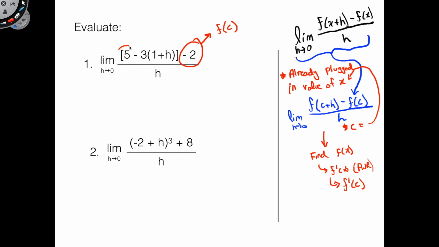Now what about this guy over here? What does that mean? If that is our f of c, then this is just going to be f of c plus h, right? So that's going to be our f of c plus h. Now, how do we take this a step back and go from f of c plus h to f of x plus h?